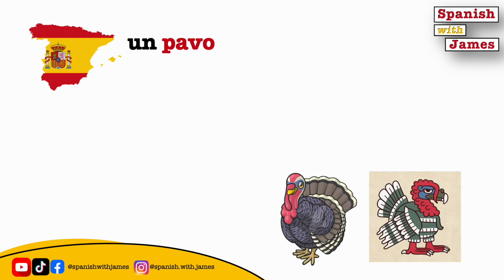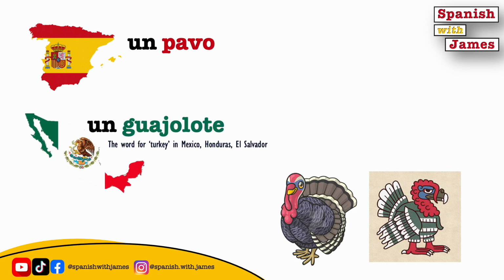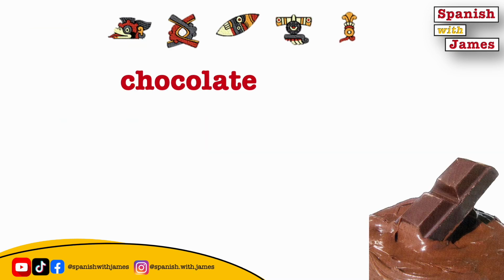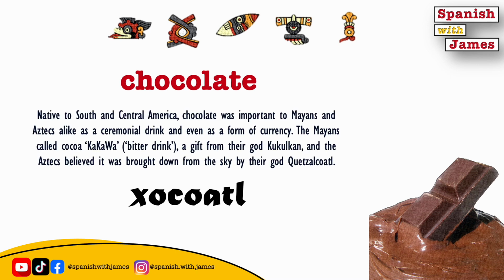Although they call turkeys in Spain pavos, in Mexico this is un guajolote, the same in Honduras and El Salvador, coming from the Nahua word meaning big monster. Chocolate, chocolate, chocolat, chocolada, all these European words coming from the Aztec or Nahua word for this drink, because it was predominantly a drink consumed as a ceremonial drink or even used as a form of currency. Cacao, coming from the Nahua word cacaua.